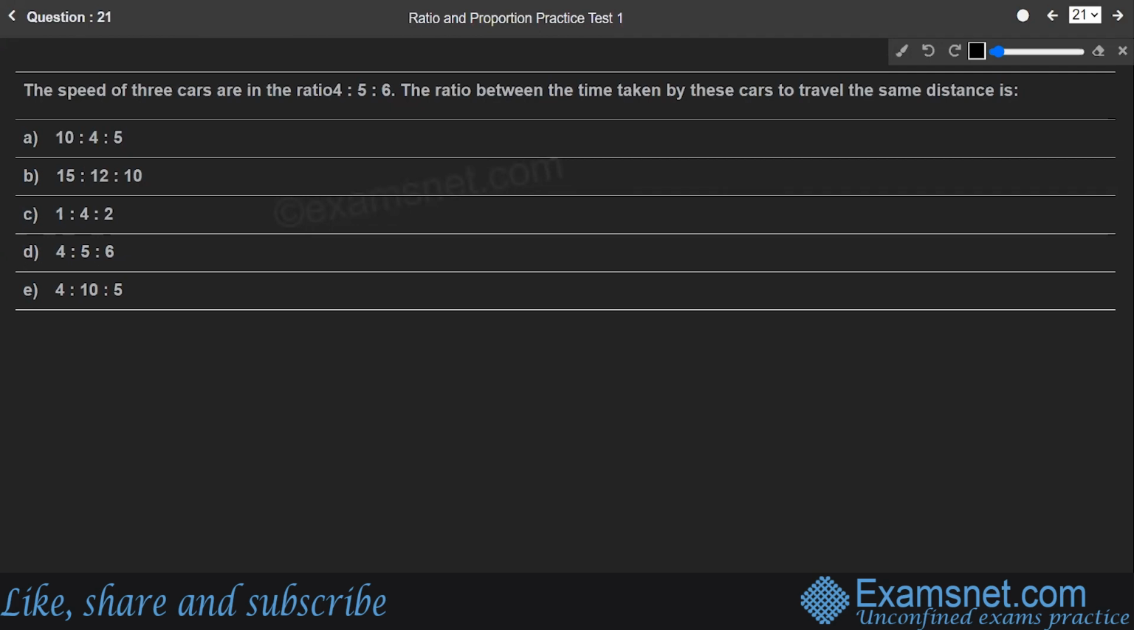Now they say the speed of 3 cars are in the ratio 4 is to 5 is to 6. The ratio between the time taken by these cars to travel the same distance is, okay, the ratio of speed given out to be 4 is to 5 is to 6. So let us find out. Speed has a simple formula. Speed is equal to distance over time, which means speed is inversely proportional to time. If the speed of some vehicle or some person increases, the time taken to travel the same distance reduces. So speed and time are inversely proportional.